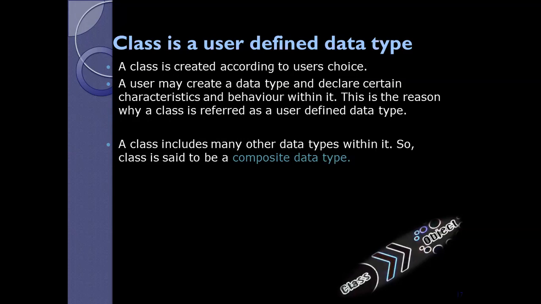Class is also known as a composite data type. A class includes many other data types within it, so class is said to be a composite data type. Two different questions are there in this particular slide. Number one is, why is class known as a user-defined data type? And number two, why is class known as a composite data type?